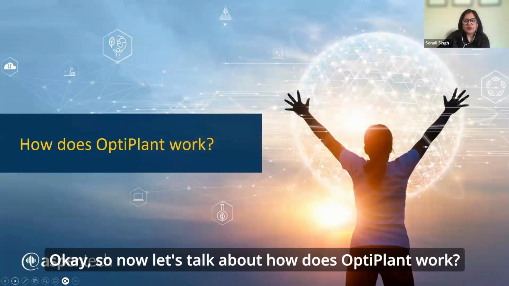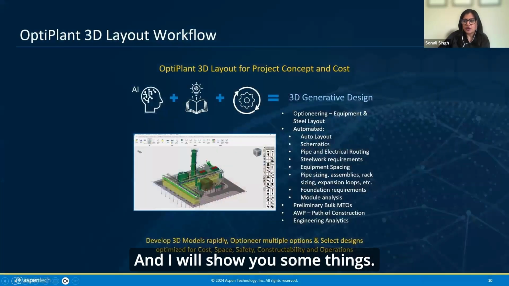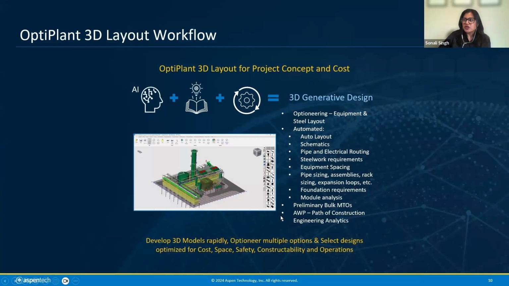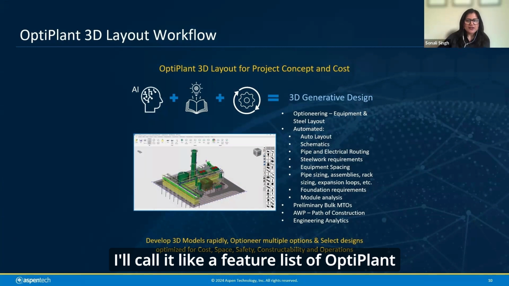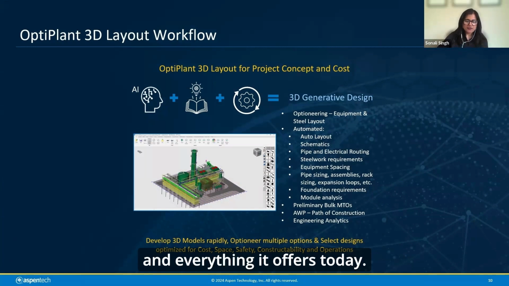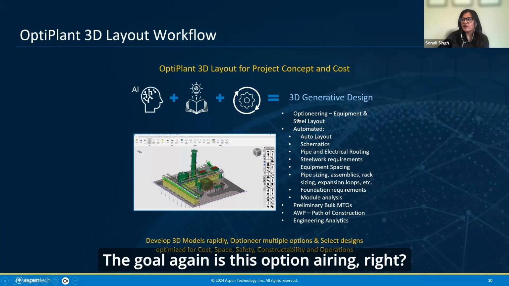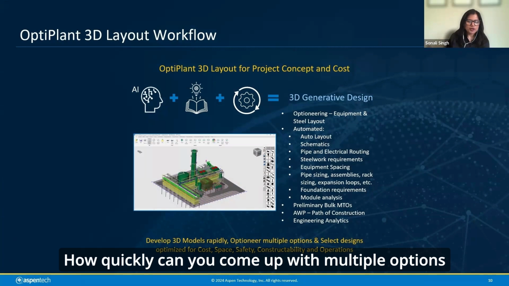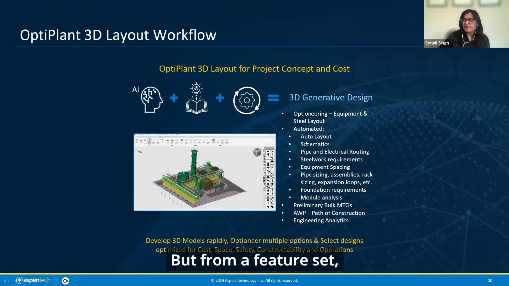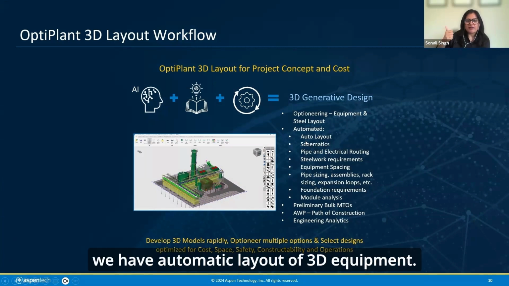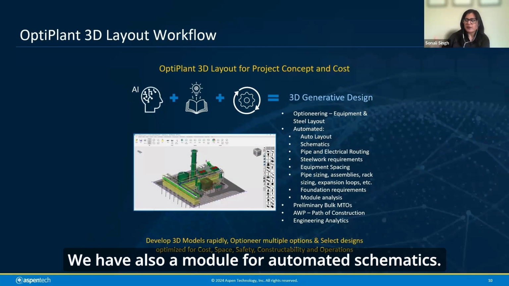Okay, so now let's talk about how OptiPlant works, and I will show you some things. Just in terms of, I'll call it a feature list of OptiPlant and everything it offers today. The goal again is this optioneering, right? How quickly can you come up with multiple options and really be able to do a compare and contrast between them? But from a feature set, we have automatic layout of 3D equipment.